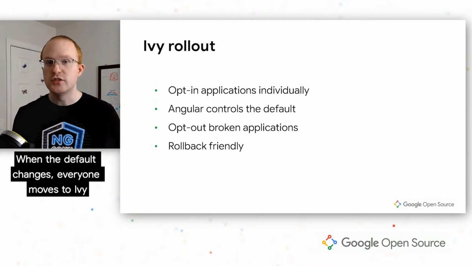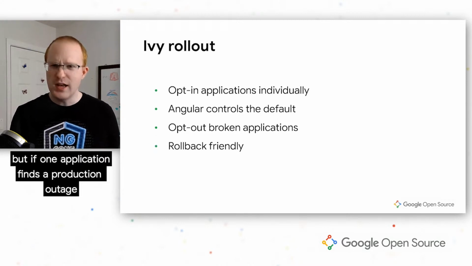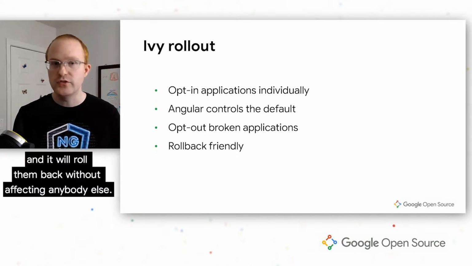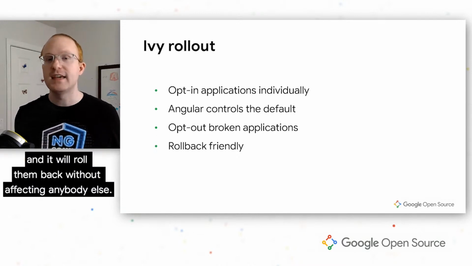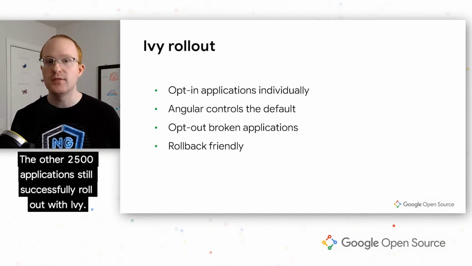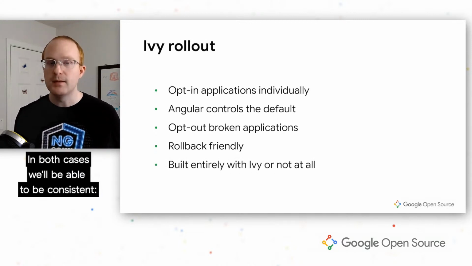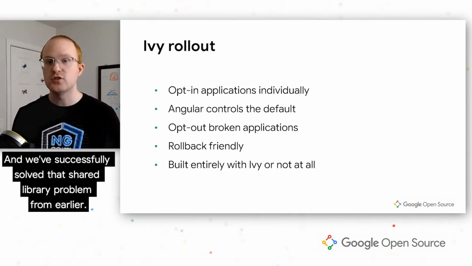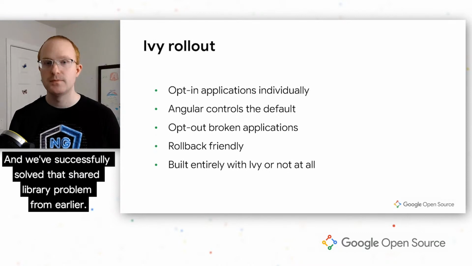When the default changes, everyone moves to Ivy, but if one application finds a production outage, then they can simply add Ivy attribute equals false, and it will roll them back without affecting anybody else. The other 2,500 applications still successfully roll out with Ivy. And in both cases, we're able to be consistent. Either everything is Ivy or nothing is, and we've successfully solved that shared library problem from earlier.